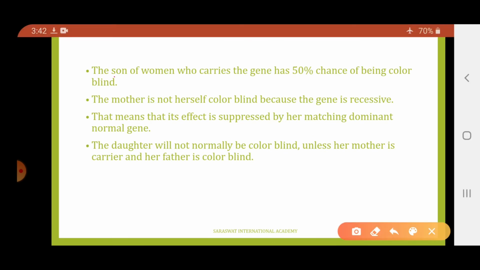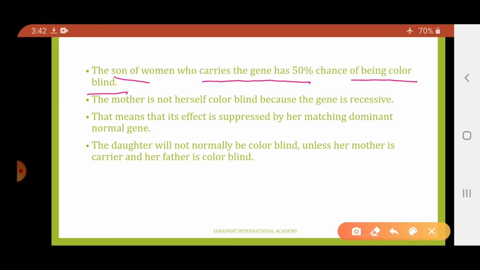The son of the woman who carries the gene has 50% chance of being color blind. So basically suppose a person is a normal person, a male is a normal male, but a female is a carrier of a disease. Very very important. Next slide में मैं आपको ये inheritance pattern दिखाऊंगी. So female is a carrier of a disease, that is she is heterozygous, that is one of her X chromosomes is normal and another one is with the mutated gene, and the male is a normal one.